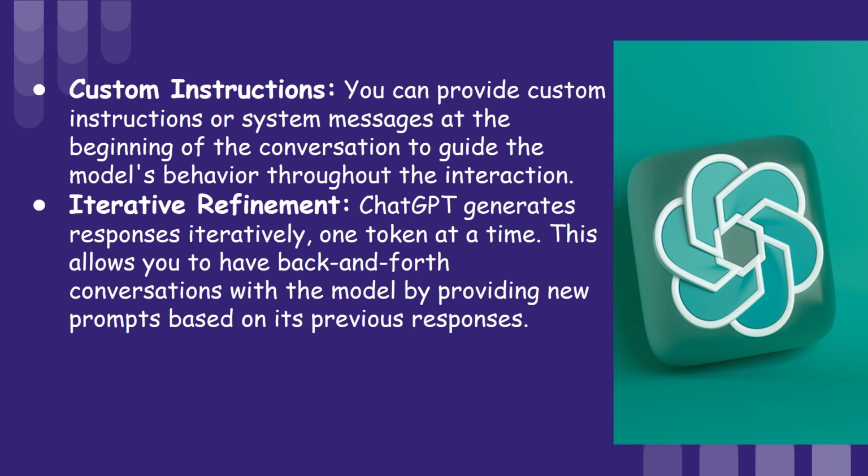Custom instructions. You can provide custom instructions or system messages at the beginning of the conversation to guide the model's behavior throughout the interaction. Iterative refinement. ChatGPT generates responses iteratively, one token at a time. This allows you to have back-and-forth conversations with the model by providing new prompts based on its previous responses.